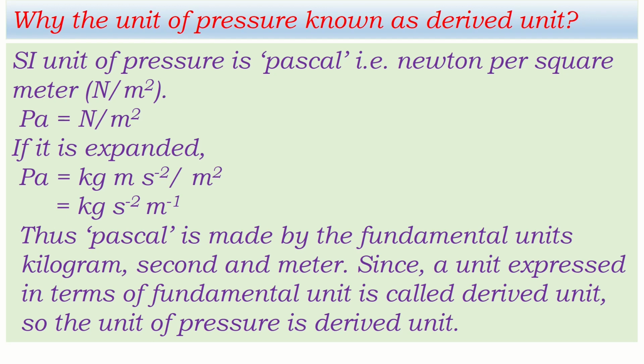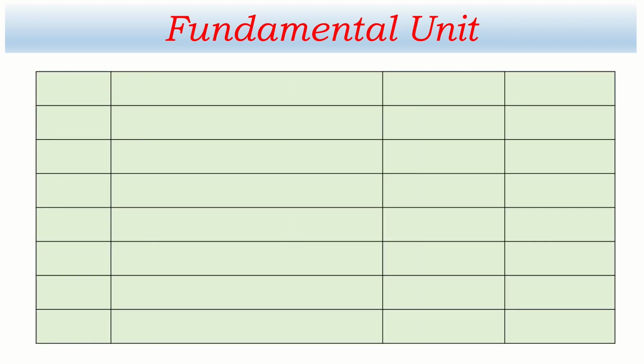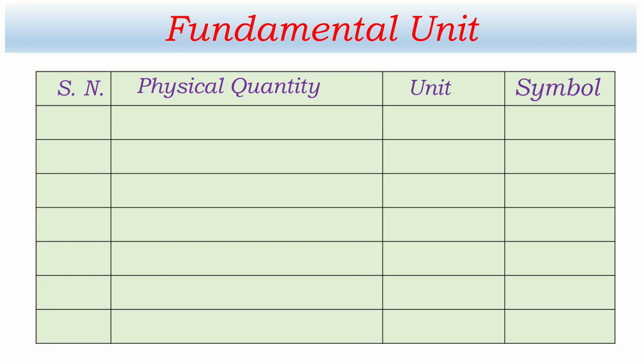Okay, now let's talk about the fundamental units. How many fundamental units are used in scientific measurement? We have to remember each of them with their symbol. So I want to present the fundamental units according to the SI system. There are 7, which can be represented by a table with serial number, physical quantity, which physical quantity is measured by which unit, and what is the symbol of that unit. Serial number 1, let's say length. Length is one of the physical quantities. It is measured in meter according to the SI system. Its symbol is small m.